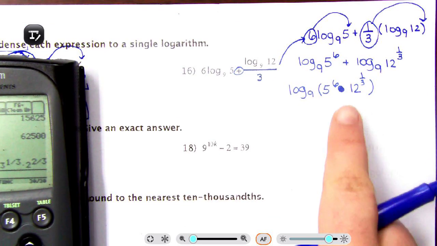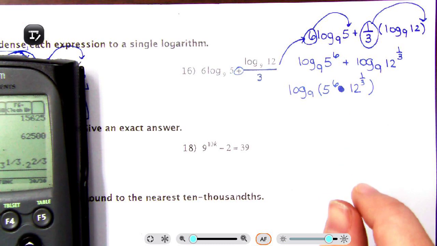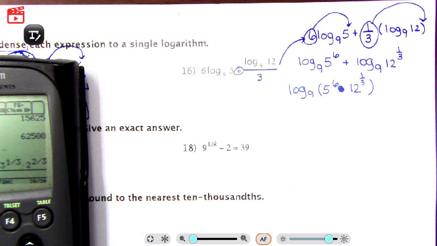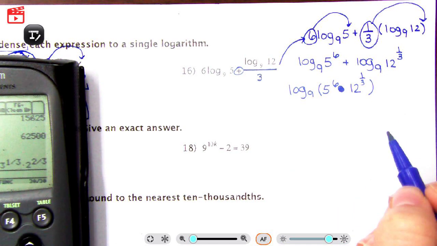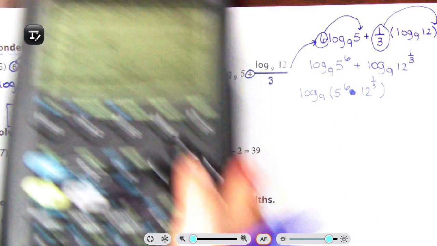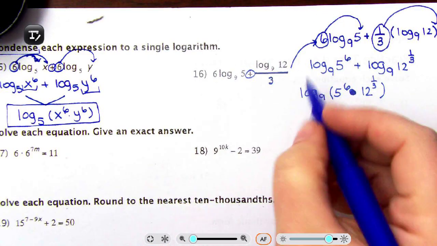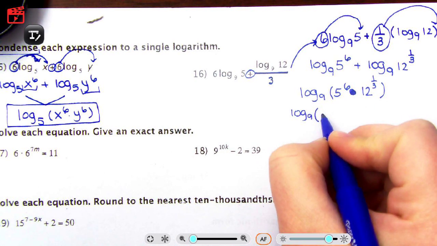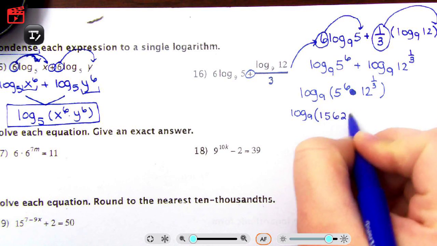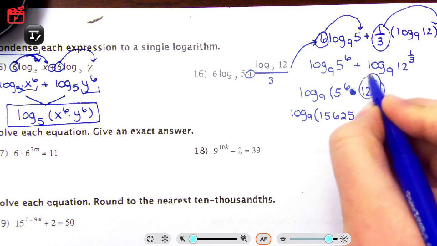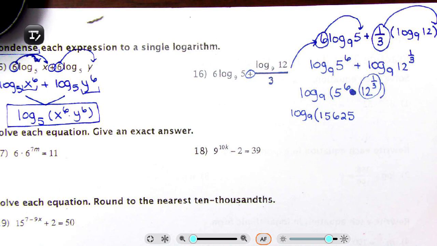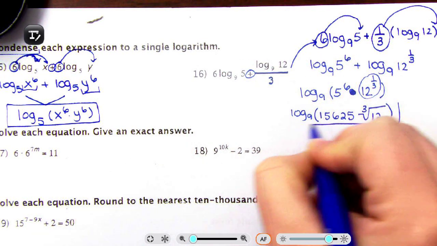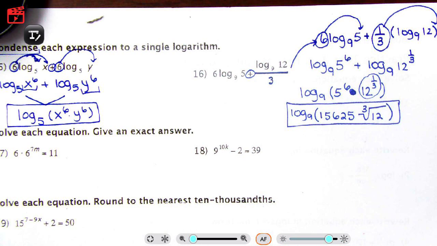And this one here, for number 16, the only thing that we have to undo here, you can leave it like that, because my calculator is giving me some weird stuff. So I know that 5 to the 6th power is 15625. And then this one right here, we know that the 1/3 as an exponent just means cube root. So I'm just going to rewrite it as cube root of 12. And that is the final condensed form.